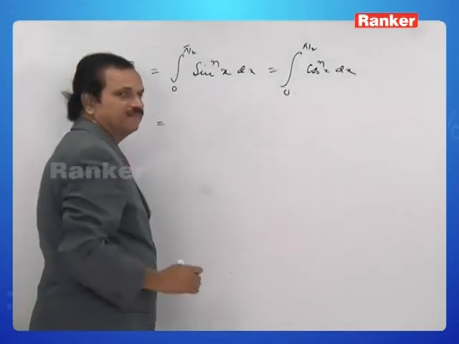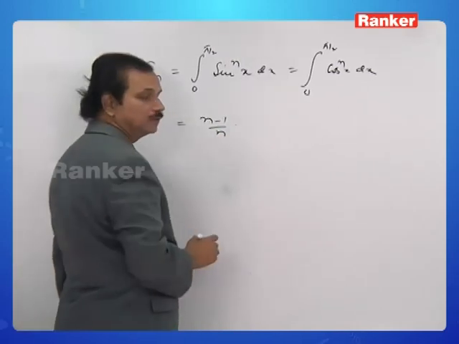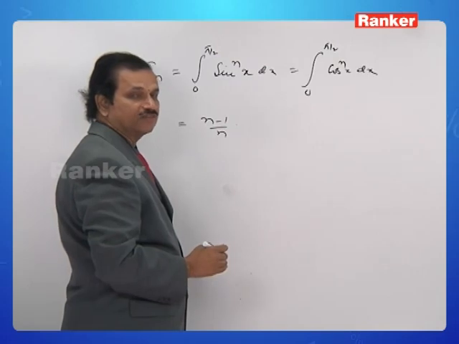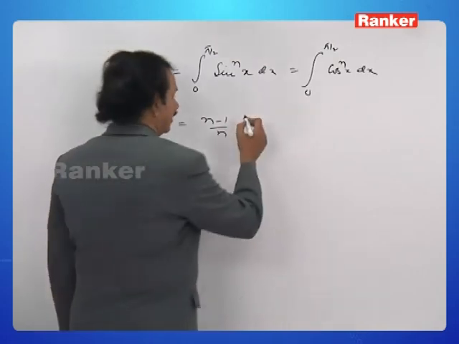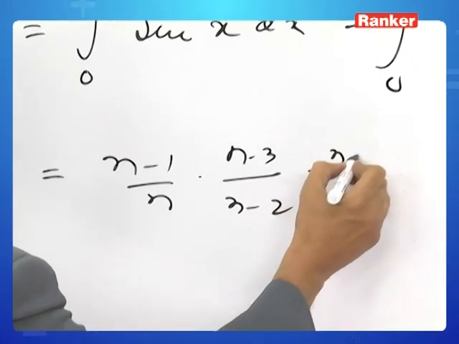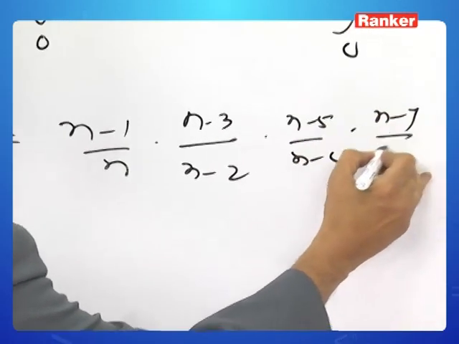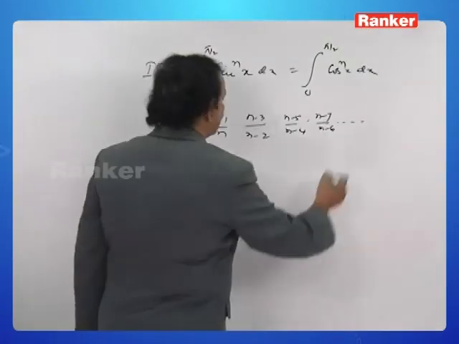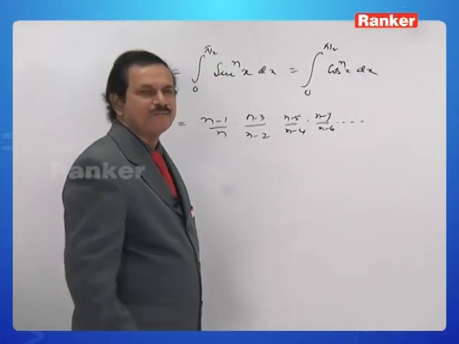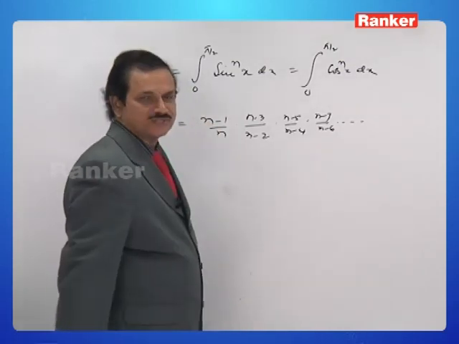This can be simplified as n minus 1 by n into, decreasing 2 successively both from numerator and denominator, n minus 3 by n minus 2, n minus 5 by n minus 4, n minus 7 by n minus 6, and so on. Surely, absolutely, there must be an end because n is finite. You are decreasing 2 successively.